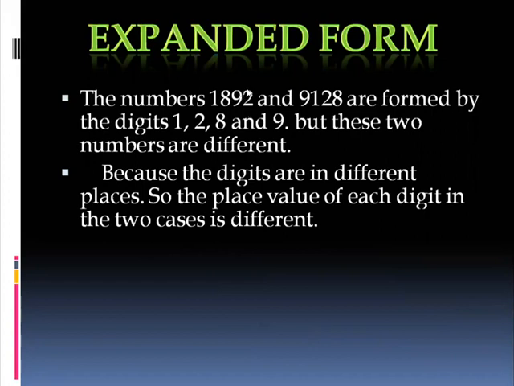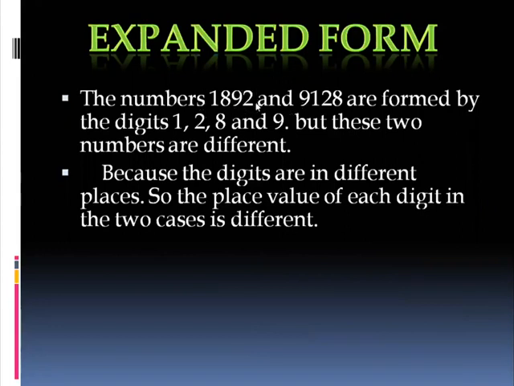See, in this number 1892, 2 is in the ones place, 9 is in the tens place, 8 is in the 100 place, 1 is in the 1000 place. And in this number, 8 is in the ones place, 2 is in the tens place, 1 is in the 100 place and 9 is in the 1000 place. Here in the ones place 2 is there, but here in the ones place 8 is there, right? So these two numbers are different because the place value is different.